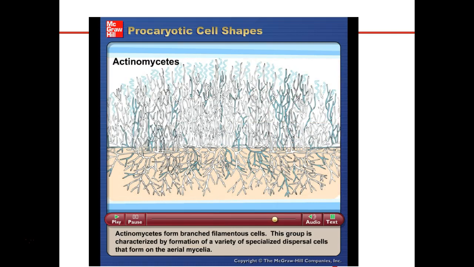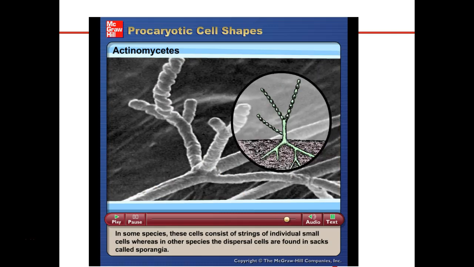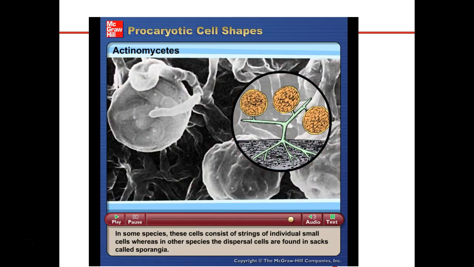Actinomycetes form branched filamentous cells. This group is characterized by formation of a variety of specialized dispersal cells that form on the aerial mycelia. In some species, these cells consist of strings of individual small cells, whereas in other species, the dispersal cells are found in sacs called sporangia.